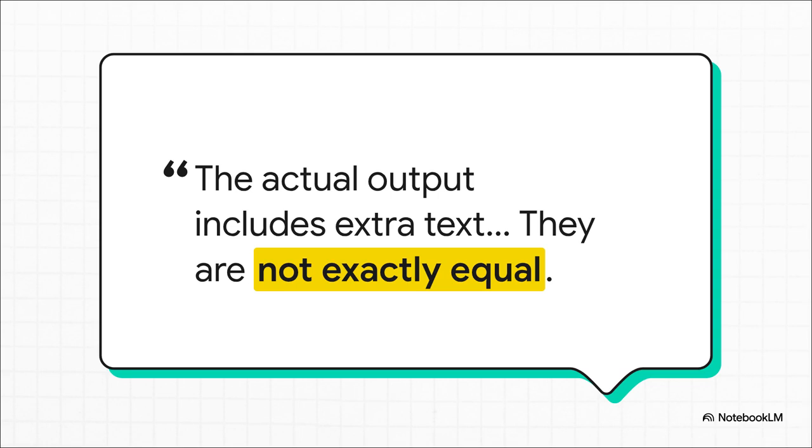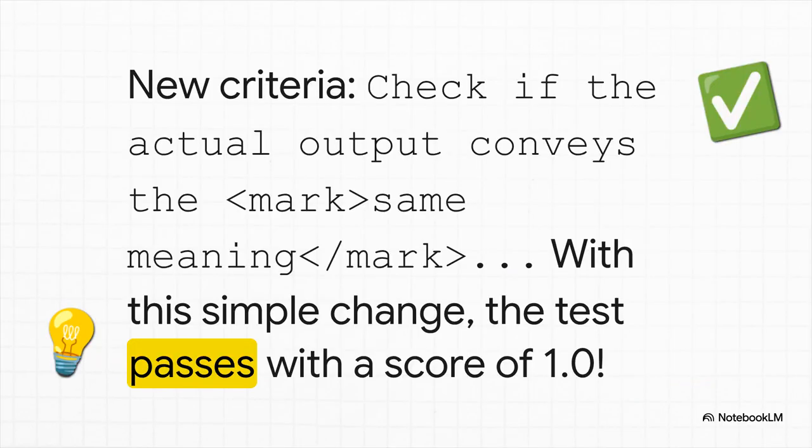No surprise there. But here's the really cool part. DeepEval doesn't just say, nope. It gives us a reason, in plain English, telling us exactly why it failed. That is a game changer for debugging. Now watch this. All we're going to do is change that one line of plain English criteria. We tell the judge, hey, this time just focus on the meaning. Don't worry about the extra words or formatting. And boom, the exact same test now passes with a perfect score. That's the flexibility we're talking about.